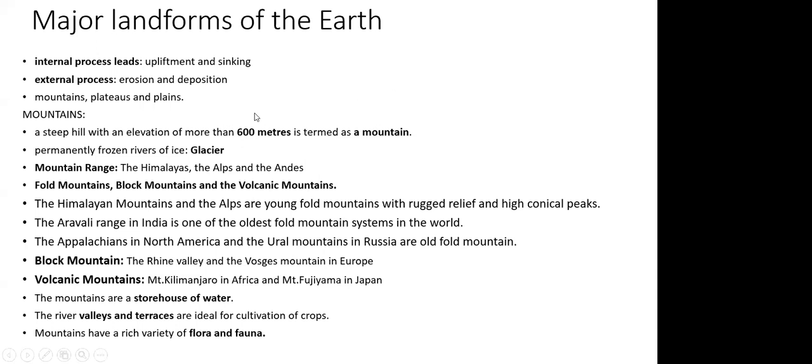And external processes basically depend on erosional and depositional processes. Erosion and deposition are very slow processes. There are fast ones also, but it is a continuous process, starting from a very long period. Because of wind, denudational processes, and river flows, all erosion happens. And when erosion happens, the materials, the rock and soil, move away from that particular place and are deposited in a different place. And that is how a landform forms.